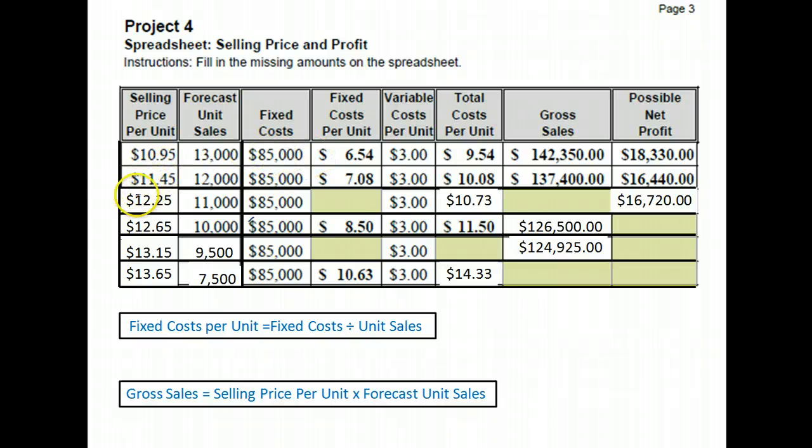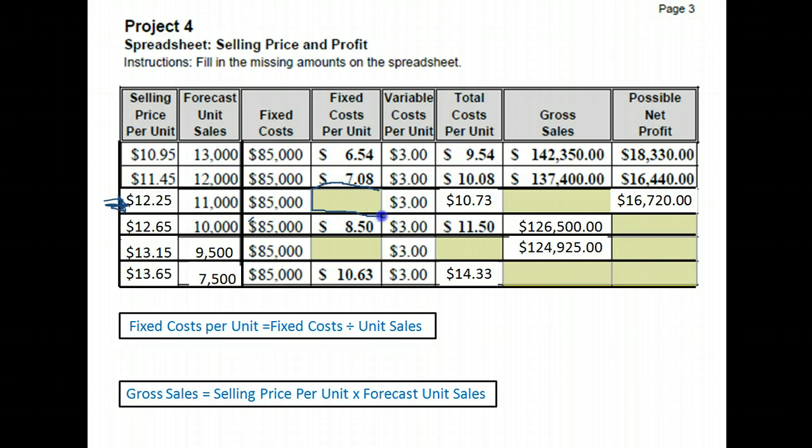So notice the first line that's missing has some missing portions. Notice they give us all the information like the workbook problems we had. We have our selling price per unit, the forecasted sales, the fixed cost. We don't know the fixed cost per unit. We don't know the gross sales. Okay, so let's go one thing at a time.